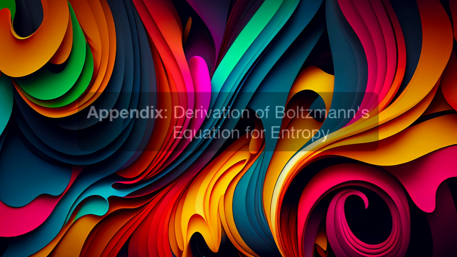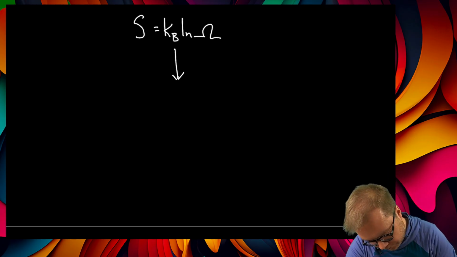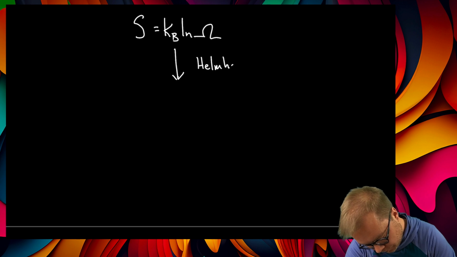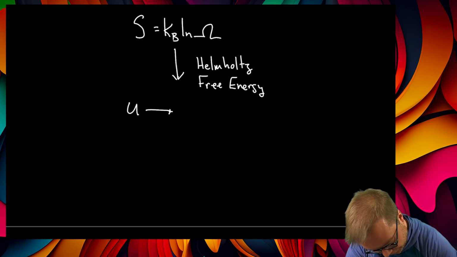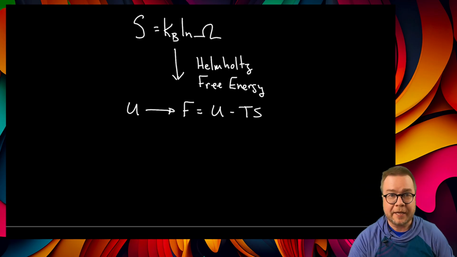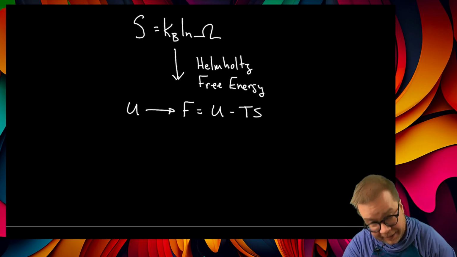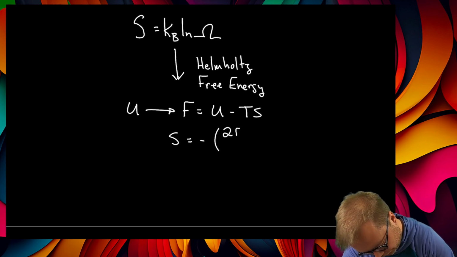One hour later. How are we going to derive S equals kB log omega? Well, first let's remind ourselves what the Helmholtz energy is. It's the Legendre transform of the internal energy. We take U, and from that we define F equal to U minus TS, and that gives us the Helmholtz free energy. Then the entropy would be minus the partial derivative of the Helmholtz free energy with respect to temperature, holding volume constant.